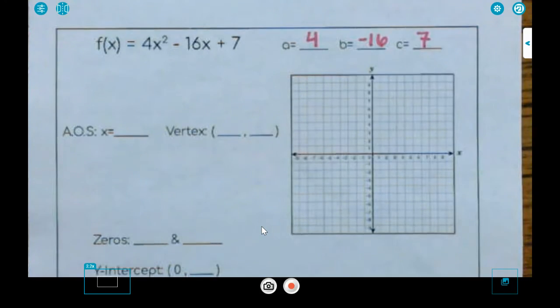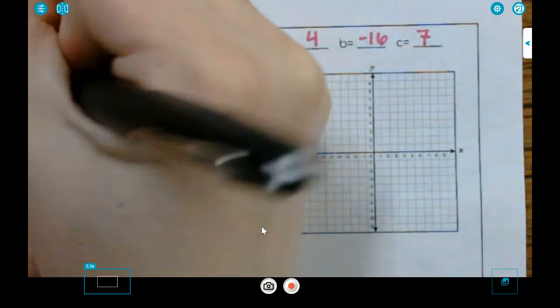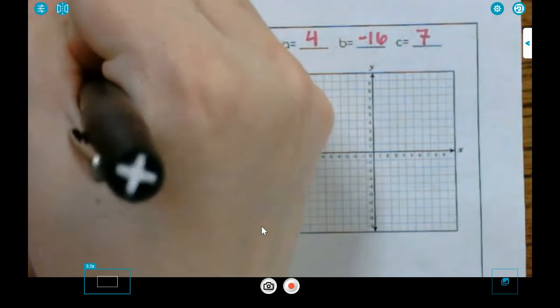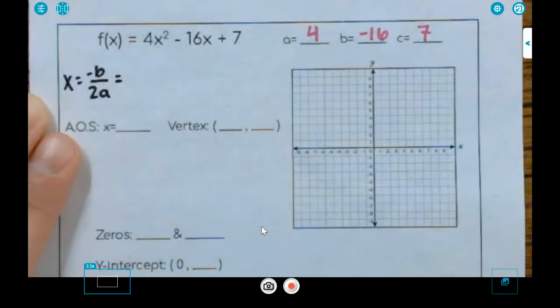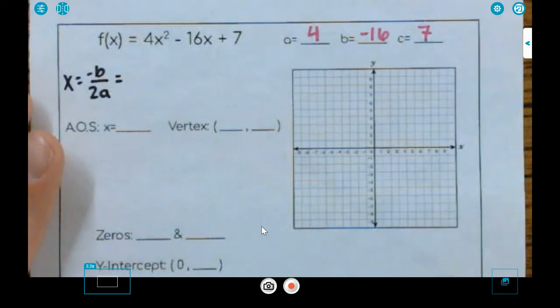Our formula to find our x is always negative b over 2a. It always has been, it always will be. So x equals negative b over 2a. And then we are going to plug in our b value, and we are going to plug in our a value. What is our b value here?